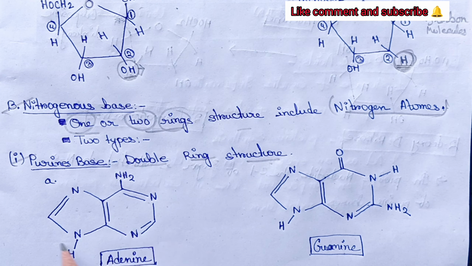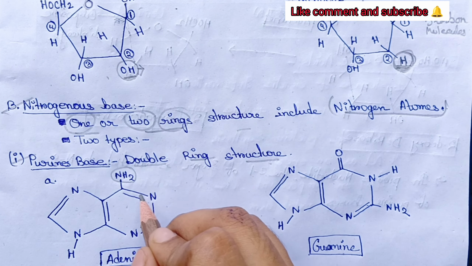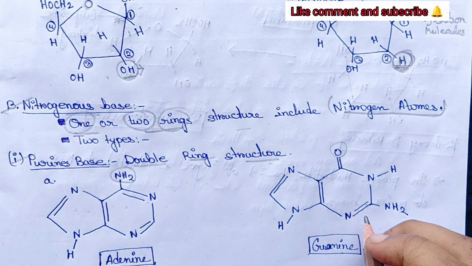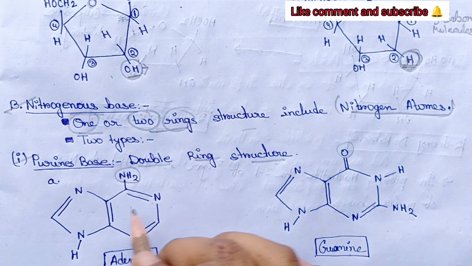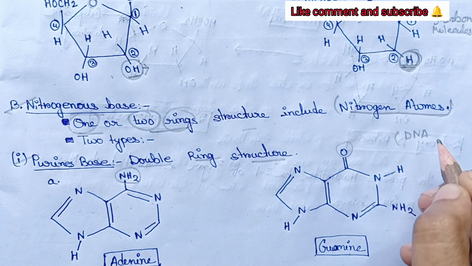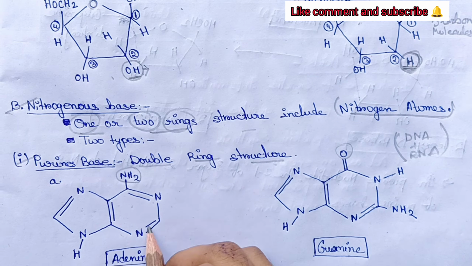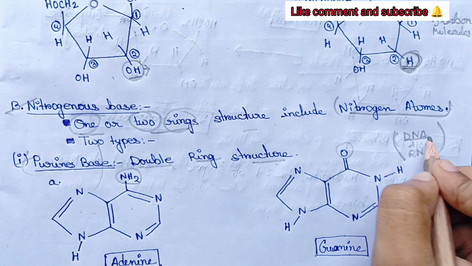Here is the structure of adenine. You can see there is an NH2 group in adenine, and in guanine there is an O group. A double bonded O is present in guanine. You can practice this structure. Both of these structures are present in DNA as well as RNA. Adenine and guanine, the purine bases, are present in DNA and RNA.